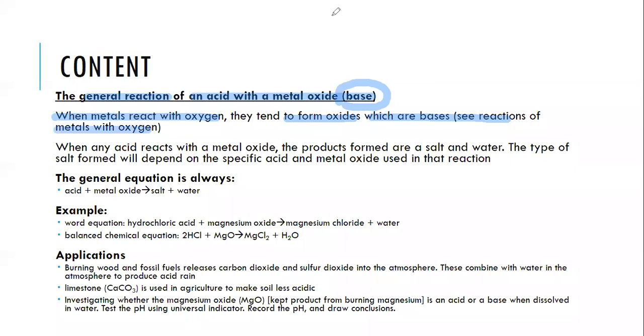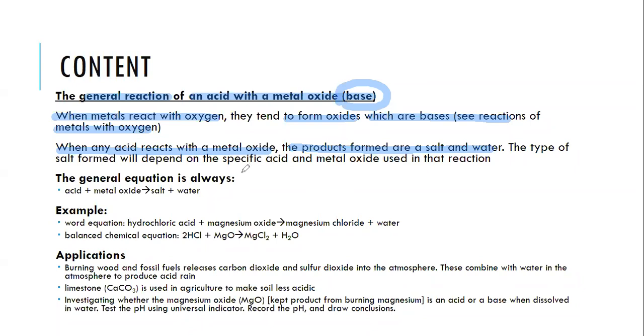And the next point: when an acid reacts with a metal oxide, and in this case the metal oxide is a base, the products formed are salt and water. Any kind of acid and base produces salt and water. Is it possible to have salt only? Yes, there is one case I remember where an acid and a base react and only produce salt. So it's possible, but generally what we see is that it produces salt and water, and the type of salt formed will depend on the specific acid and metal oxide.